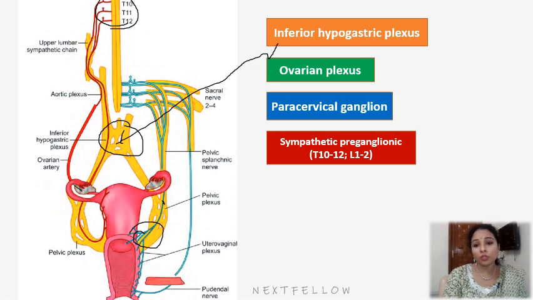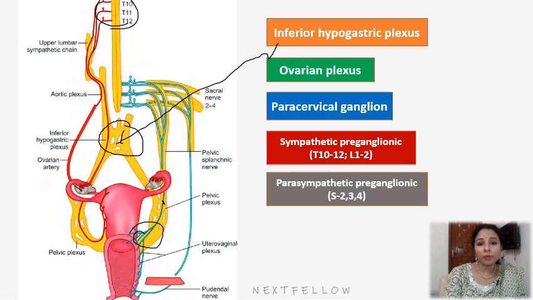So it is not due to nerves, it is mainly because of oxytocin. The contraction during pregnancy is due to the hormone oxytocin, and in non-pregnant women the contraction is due to the sympathetic preganglionic nerves, which are derived from T10 to T12 and L1 to L2, and they also help in vasoconstriction. So sympathetic preganglionic fibers also cause vasoconstriction.